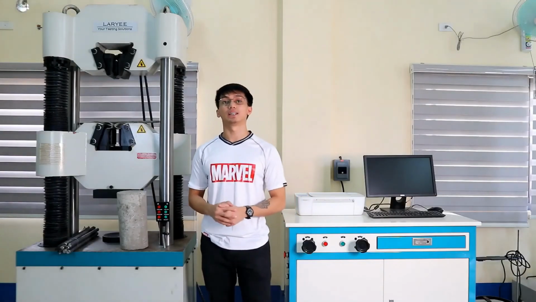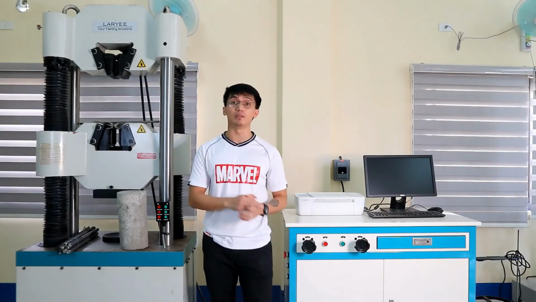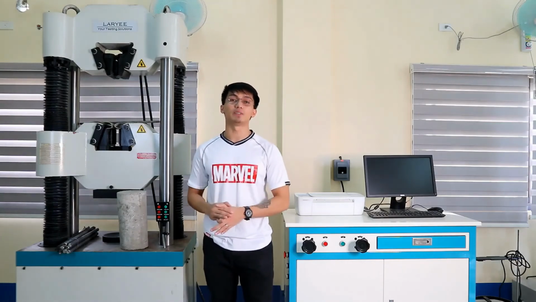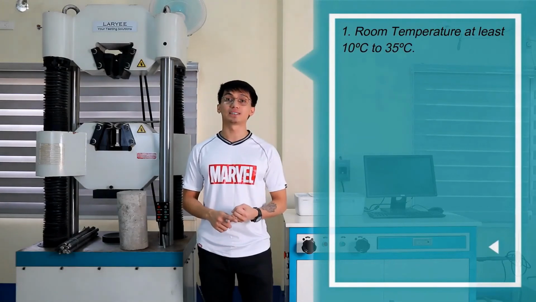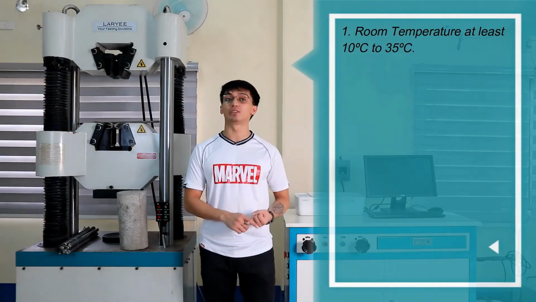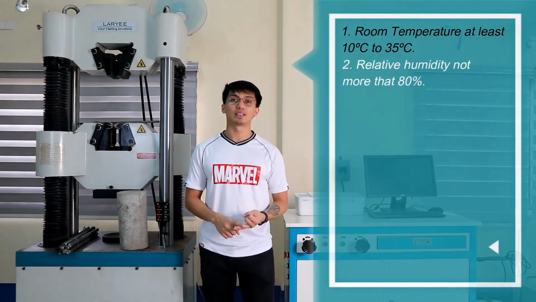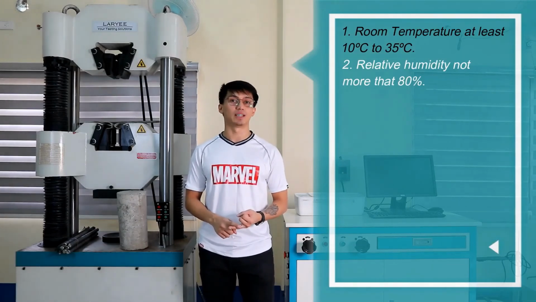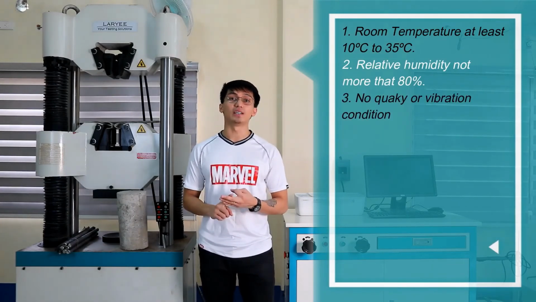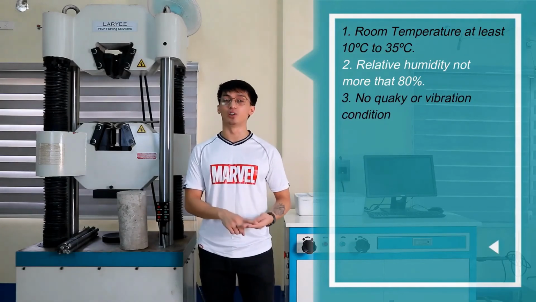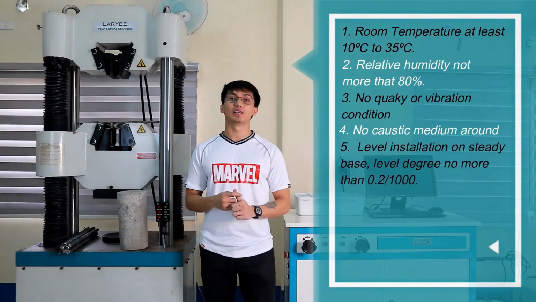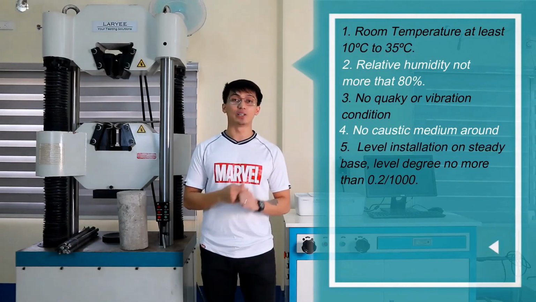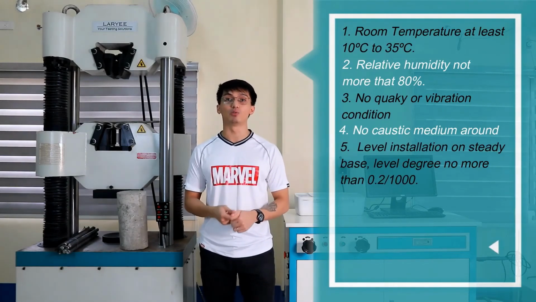Before using universal testing machines, certain conditions should be observed to ensure the safety of the operator. Number 1, room temperature at least 10 to 35 degrees Celsius. Number 2, relative humidity not more than 80%. Number 3, no quake or vibration. Number 4, no caustic medium around. Number 5, level insulation on a steady base, level degree no more than 0.2 over 1000.